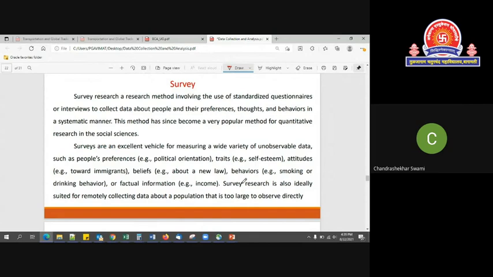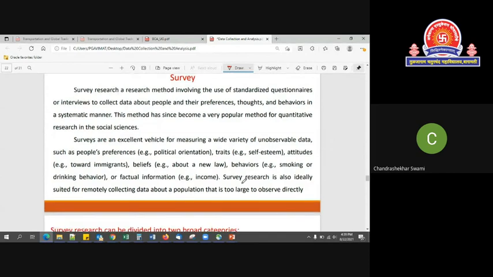Surveys are an excellent vehicle for measuring a wide variety of unobservable data, such as people's preferences, for example political orientation, traits, self-esteem, attitudes towards immigrants, beliefs about the new law, behavior.